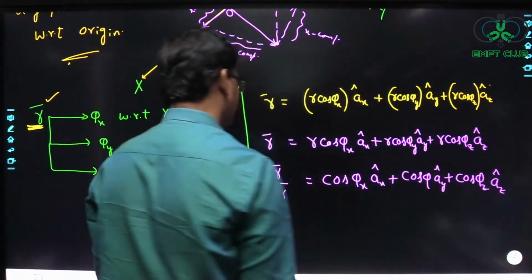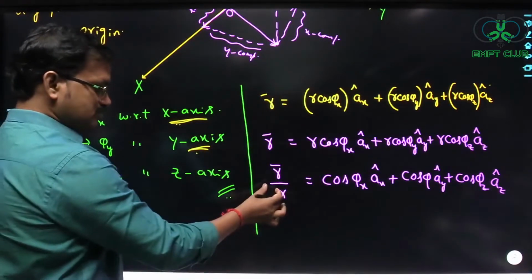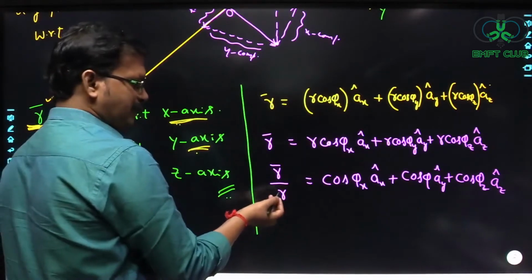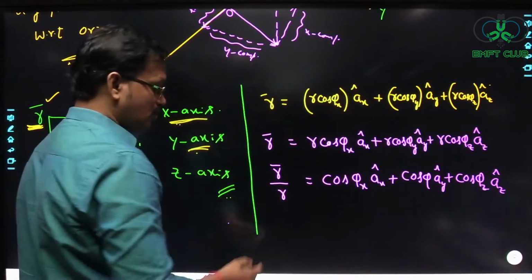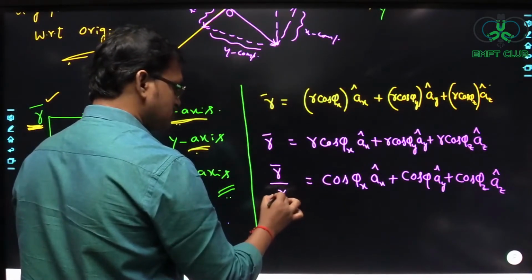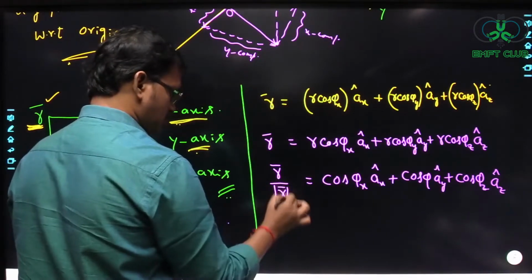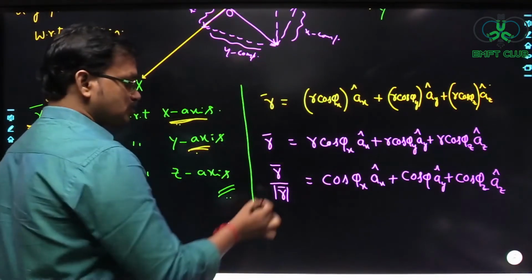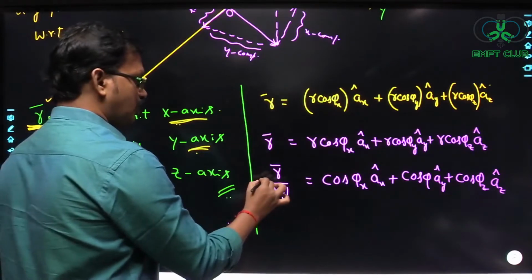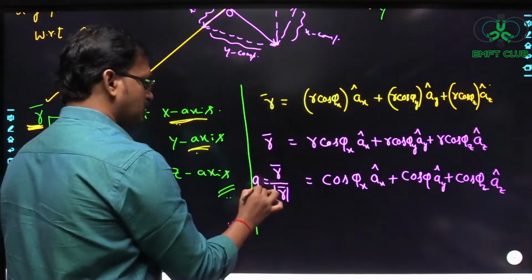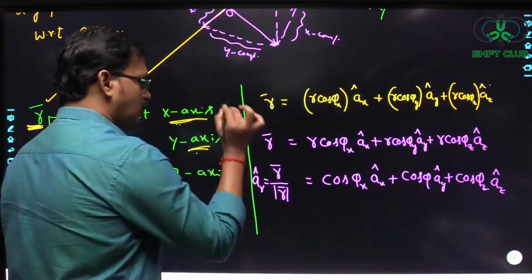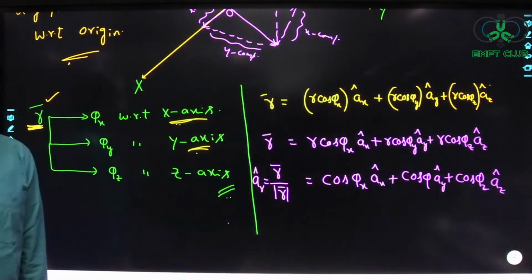So r bar divided by r. This r is nothing but the magnitude of r bar. Yes or no? Magnitude of r bar only. So this r bar divided by the magnitude of r bar is nothing but the unit vector along r bar.